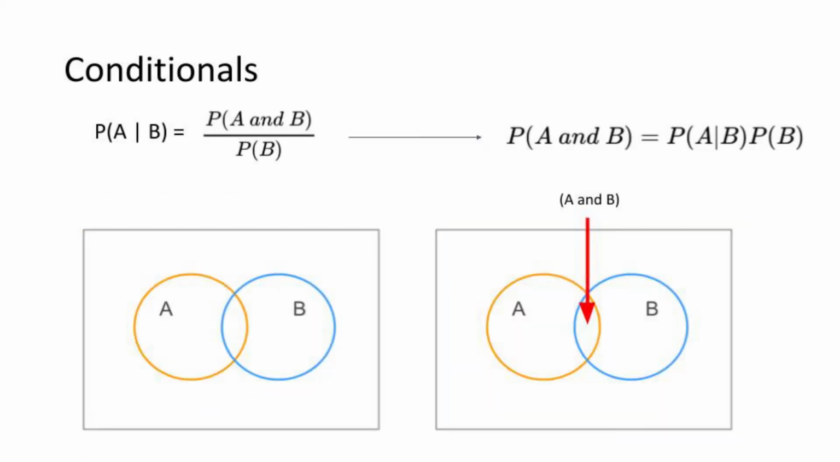Again, the equation on the left is the formula for conditional statements. But remember, you can rearrange the equation and solve for the intersection, the probability of A and B occurring instead, which is the chance that A happened given B happened, multiplied by the chance of B happening in the first place. And sometimes this "and" variable is easier to conceptualize or solve for.